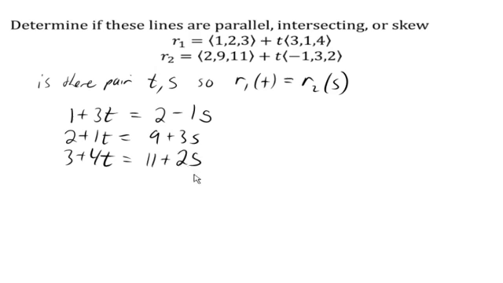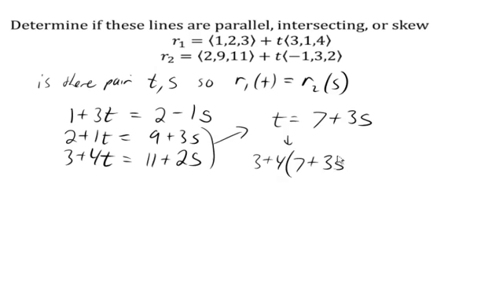Now, to solve this, we're going to have to pick a pair of these and solve them as a system of equations. So perhaps I will pick these two here, and I could take the first equation and solve it for t. So t equals, subtracting 2 from both sides, 7 plus 3s. And then substituting that into the second equation, 3 plus 4, now we're going to replace t with 7 plus 3s, equals 11 plus 2s.